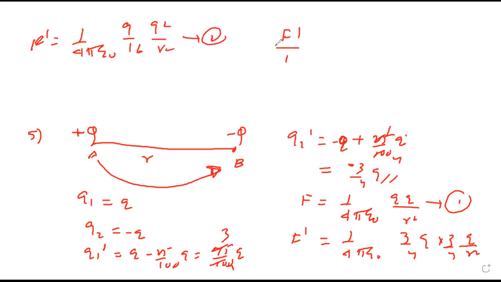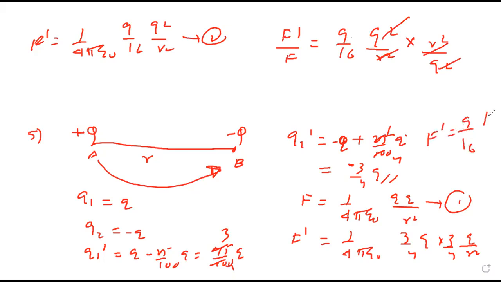So F dash upon F will be 9 by 16 Q square upon R square into R square upon Q square. This will get cancelled. So F dash equals 9 by 16 F. Okay. This is 9 by 16.